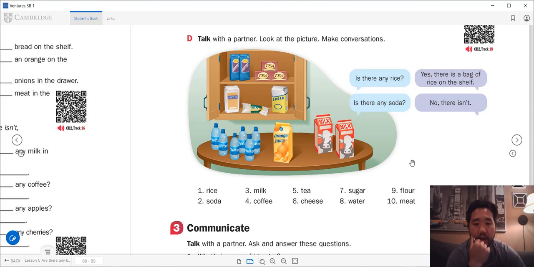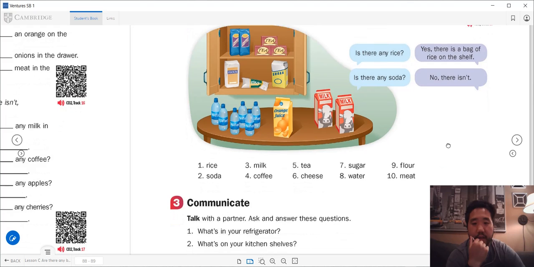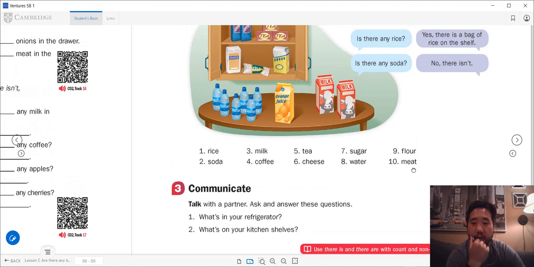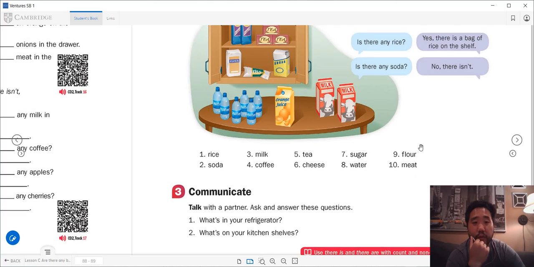And that's how you make a conversation using "there is" or "there are" phrases. Exercise 3, communicate, talk with a partner and answer these questions. What's in your refrigerator? Number 2, what's on your kitchen shelves? Okay, so we don't have to do this one.